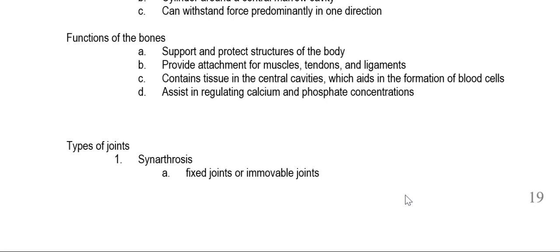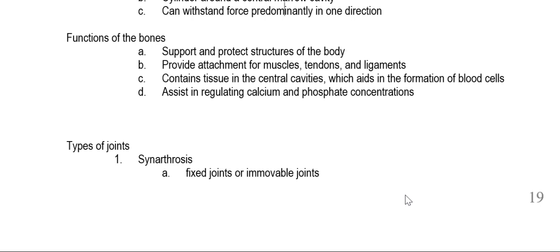Another, provide attachment for muscles, tendons, and ligaments. And we have also tissues contained in the central cavities, which aid in the formation of blood cells. So remember that your bone marrow is a place wherein the manufacturing of your blood takes place, diba? Assist in regulating calcium and phosphate concentration. Those are some of the functions of bones. Then, diba, you have the human anatomy, where you are going to discuss more fully about the skeletal system.